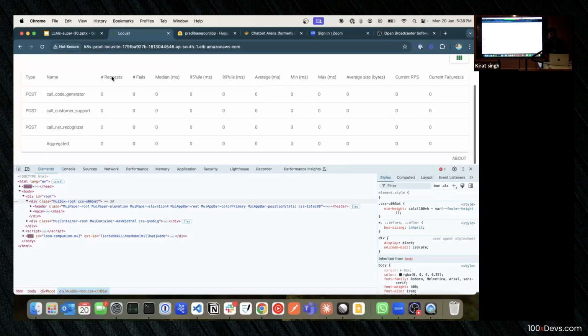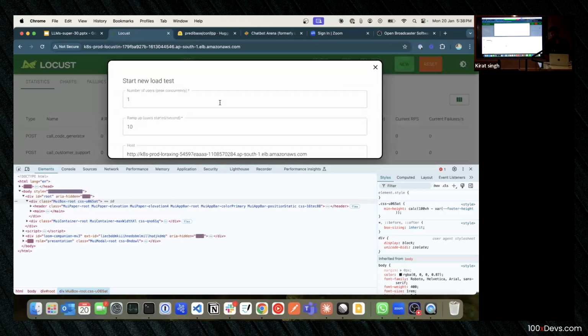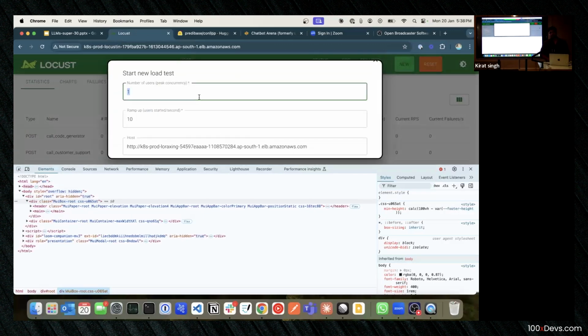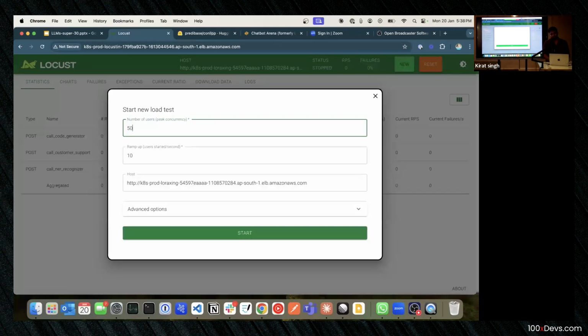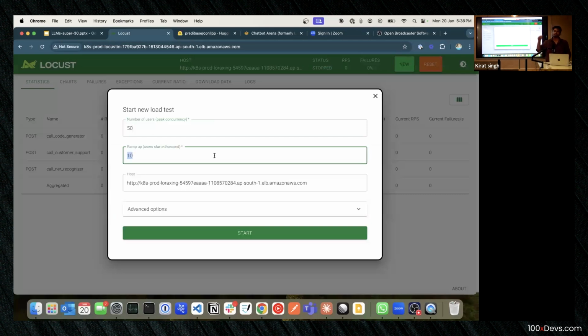Fine. This is how Locust looks. You can create a new test. You want to mention the number of users that you're looking for. Let's run it with 50 users. And you want to ramp up. You don't want to launch 50 users at the same time. You want to slowly add five users. Let's just keep it like 70. Every second add 5 more users. Or let's do it slow then.